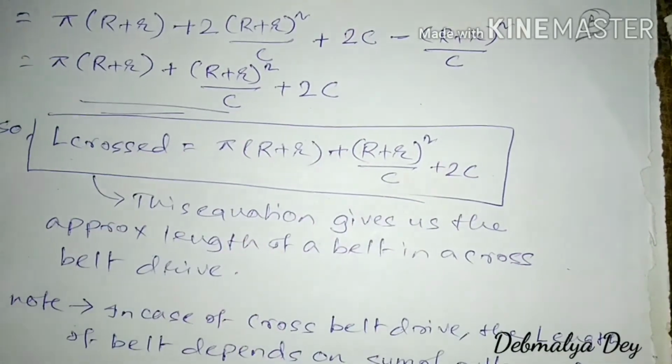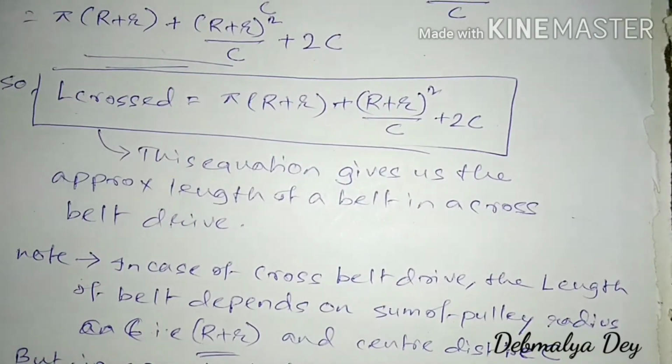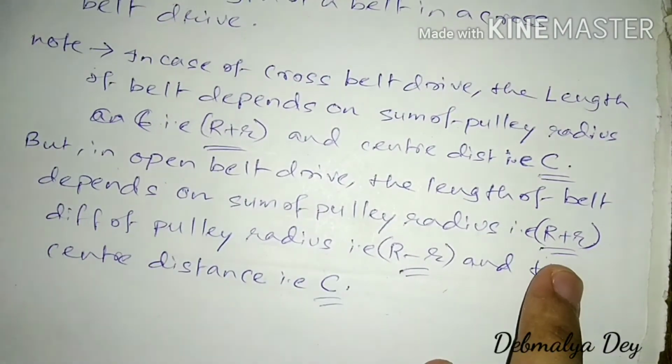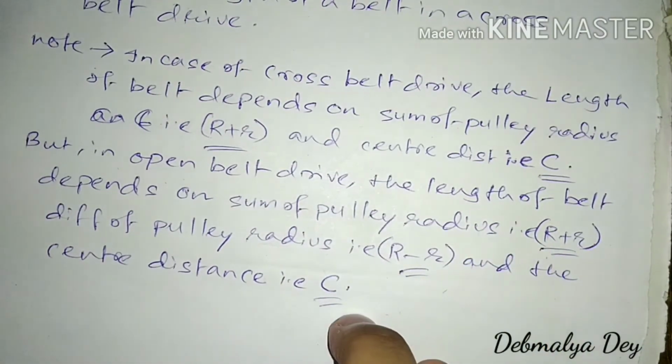Now if we notice the formula for the open belt drive, we will see there was an additional term inside the formula, that is capital R minus small r. So the length of the belt in an open belt drive depends on three terms, that is capital R plus small r, capital R minus small r, and C.